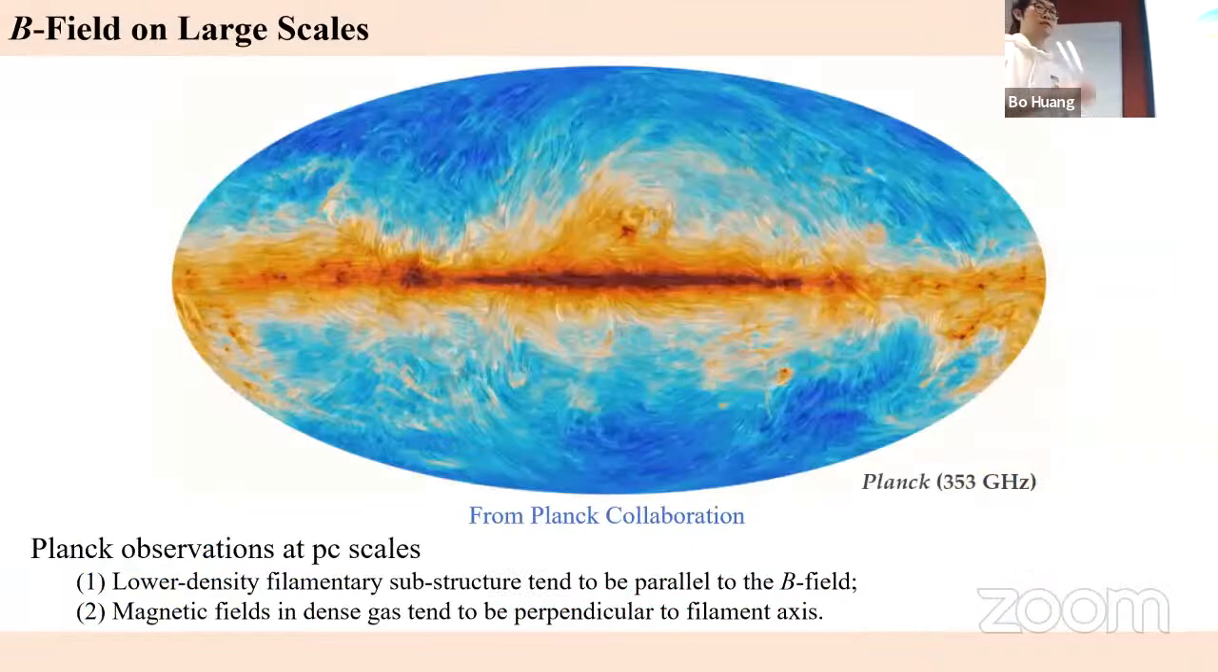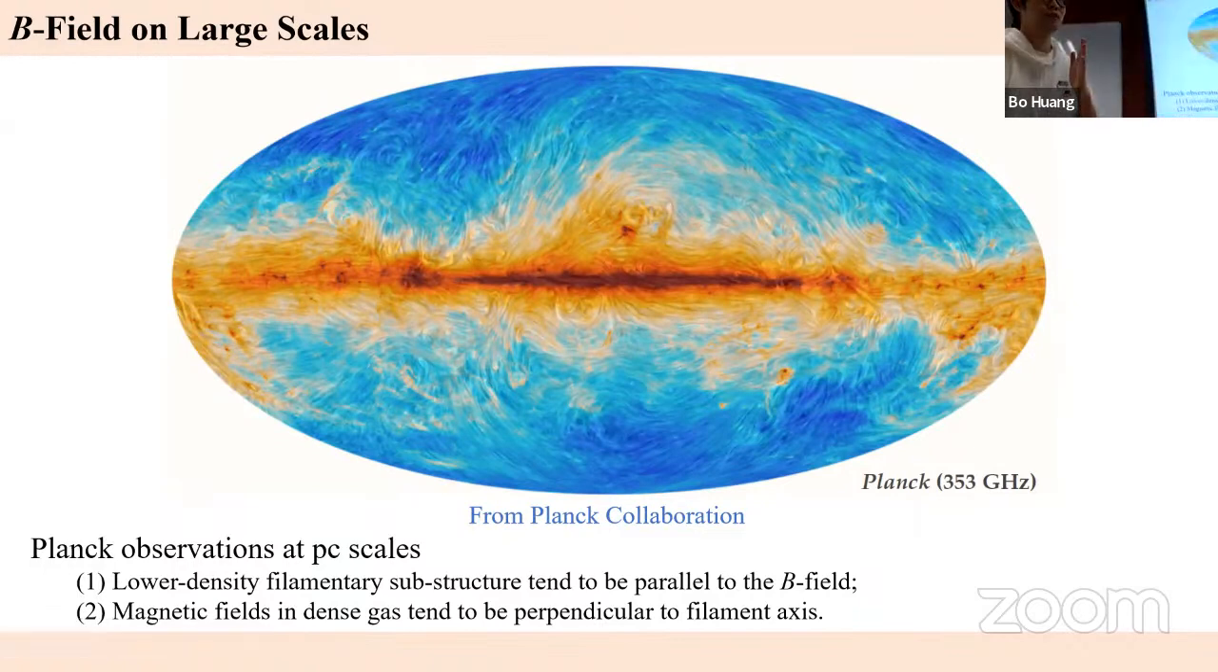For the role of the magnetic field, have a look at the line integral convolution map from Planck. The color scale here is the column density, and the string-like drapery indicates the magnetic field direction. Comparing the dust map with the magnetic field inferred from the dust polarization, we can see the magnetic field is actually doing something important at a large scale, the molecular cloud scale.